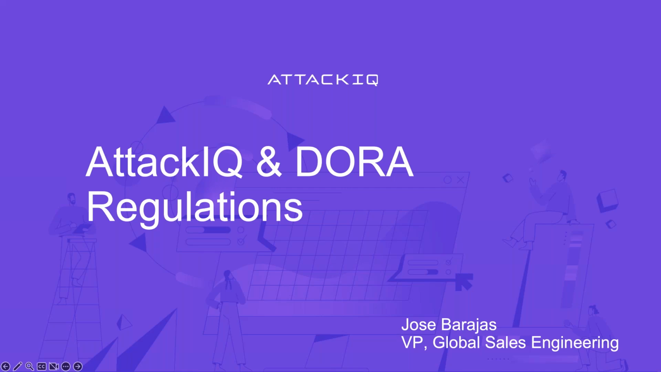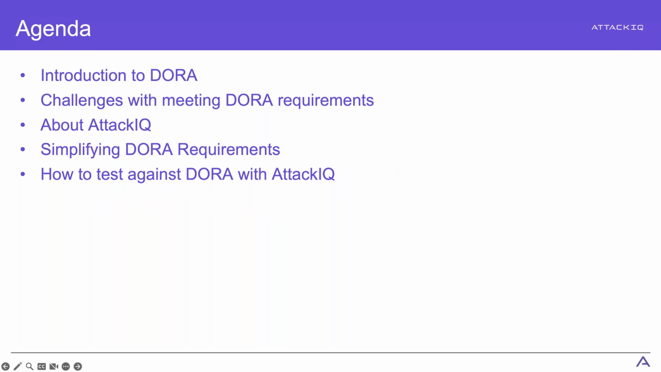So let's just jump right into it, starting with a quick agenda just to give you a sense of what we're going to walk through. To start, I'm going to give a quick introduction to DORA, the regulation that we're here to talk about today. From there, we'll talk about the challenges with meeting DORA requirements, give you some context around there. From there, those of you who may not know about AttackIQ, we're going to give you some context about us, what we do. And then from there, we can talk about how our solution can help simplify the DORA requirements, and then how you can actually go ahead and test against DORA with AttackIQ.